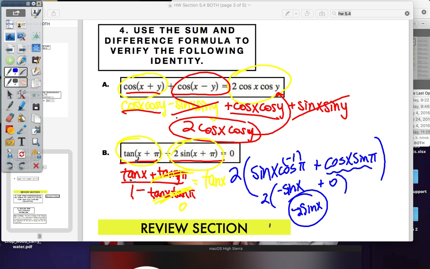Okay? I don't think it's a verifying problem. I think in this one we're looking to try to solve it. But all I want you to do is, in your homework, just state that this is tangent of x minus 2 sine of x and that it's equal to 0. I just need you to get some reps in with making sure that you know the sum and difference formulas. Okay? Yes, absolutely. If you're good, make sure you show the work on that.